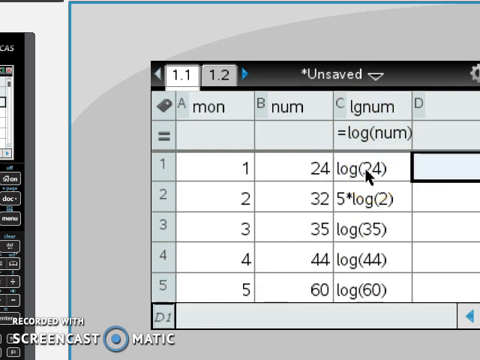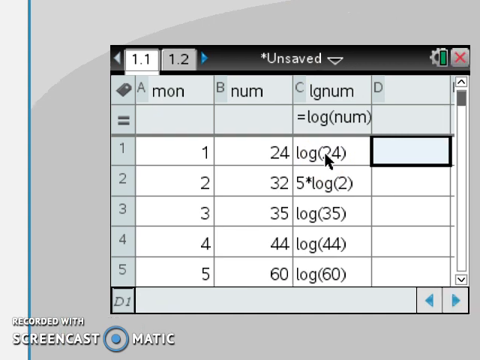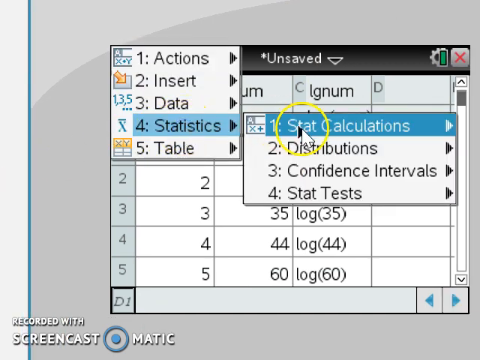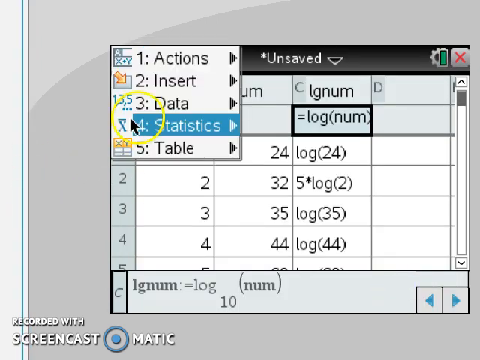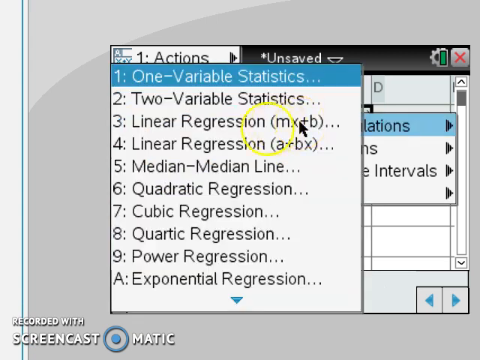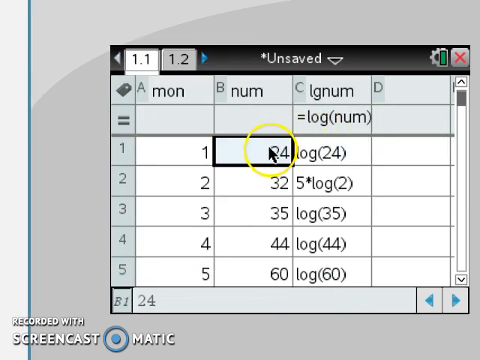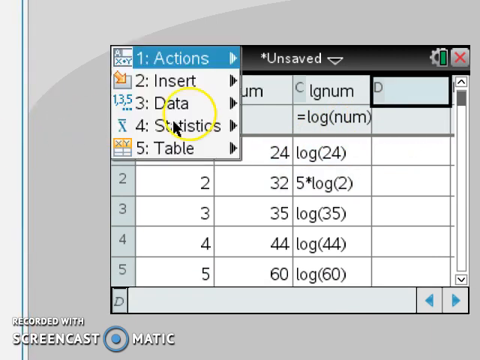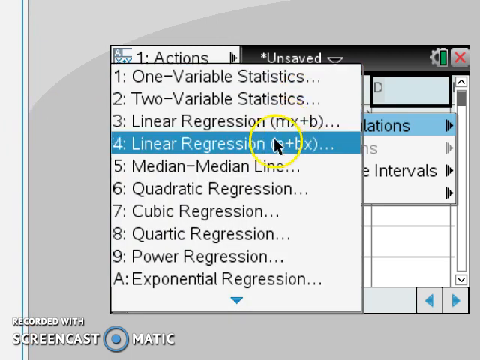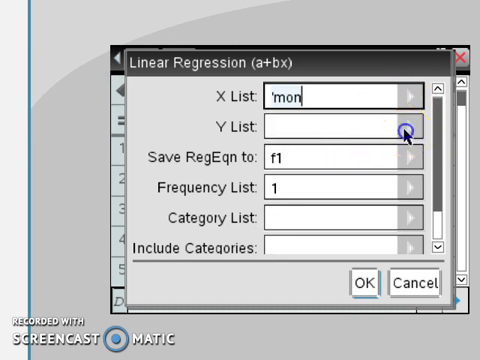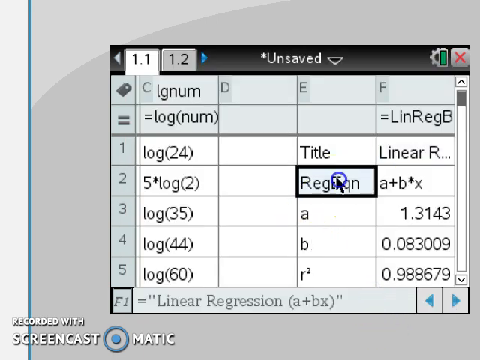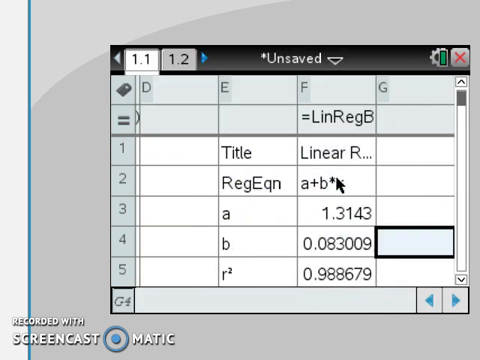And then how do we find the equation of the line? We go menu, stats, stat calculations, a plus bx. Sorry, I need to be on this cell here. What was my x? The month hasn't changed. My y changed to be log number. Then I can get my equation a plus bx.